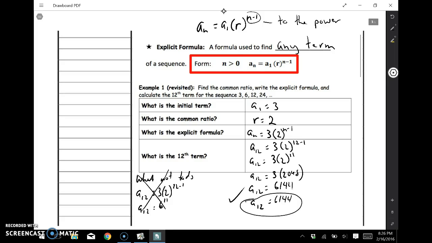Okay, I'm going through this pretty quick, so please pause the video and copy down the notes in the example. We will definitely go over this in class. And this right here, this common ratio, is the new piece of information with the new explicit and the new recursive formula.